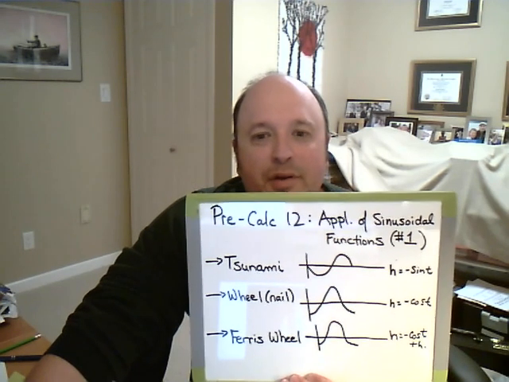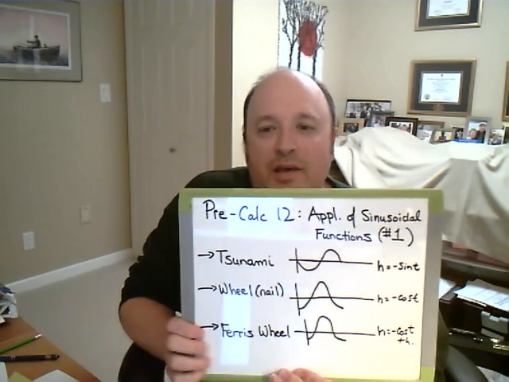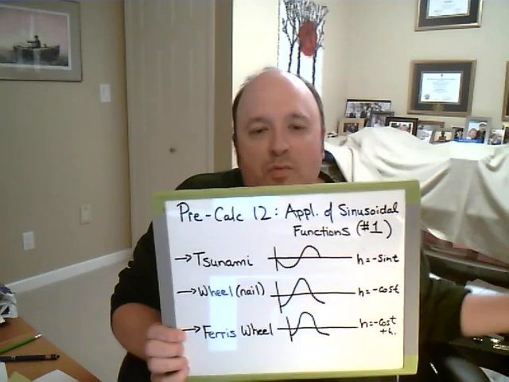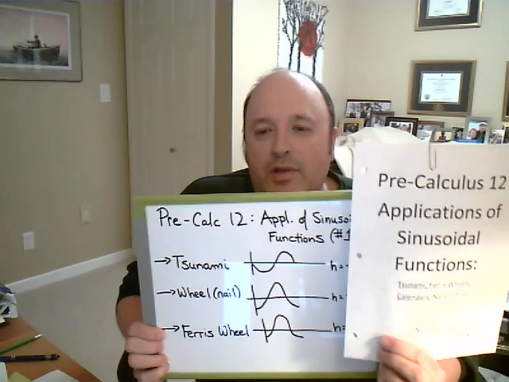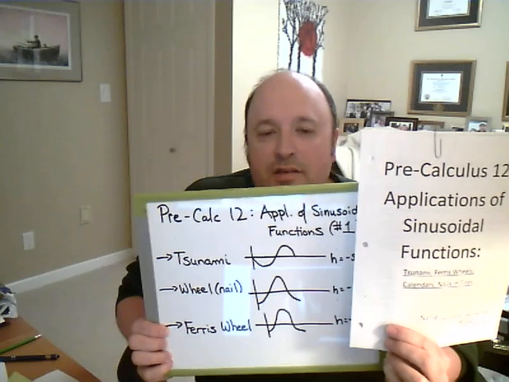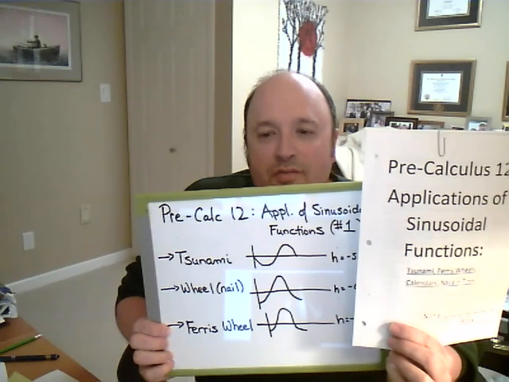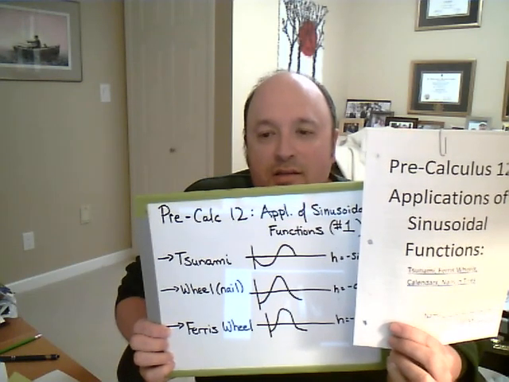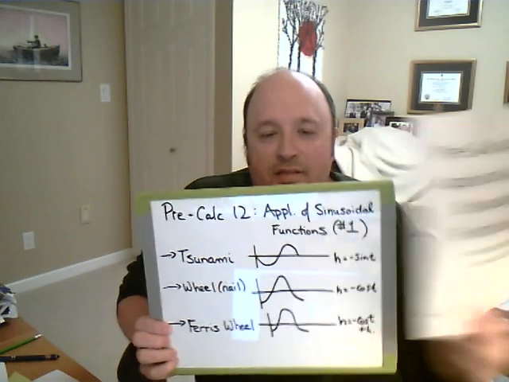We're doing Pre-Calc 12 and we're talking about the applications of sinusoidal functions part 1. So this booklet here. And today we're going to be talking about the tsunami, the Ferris wheel, and a nail in the tire. I think that's what's in there.